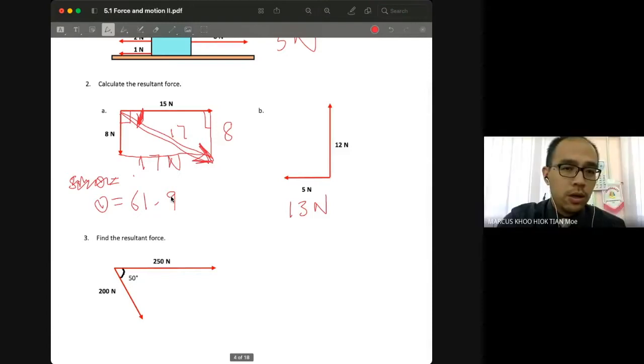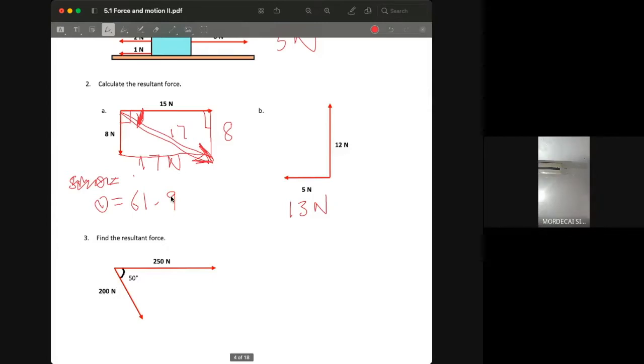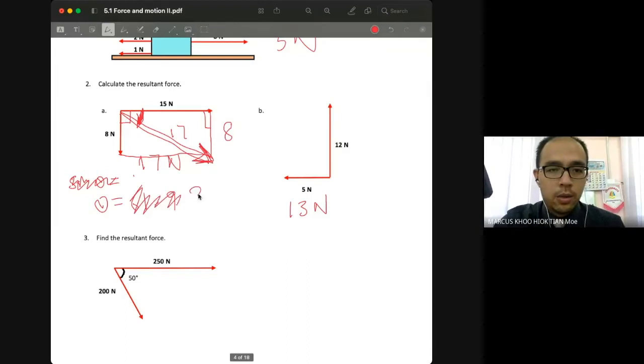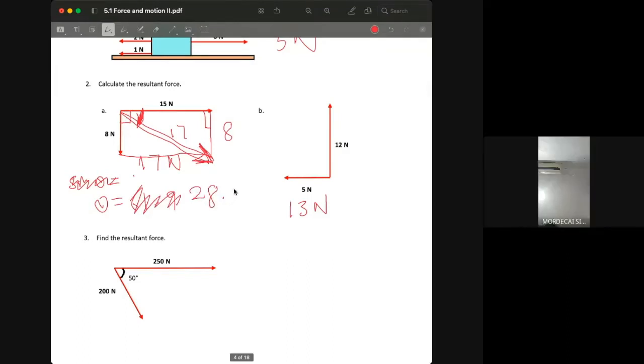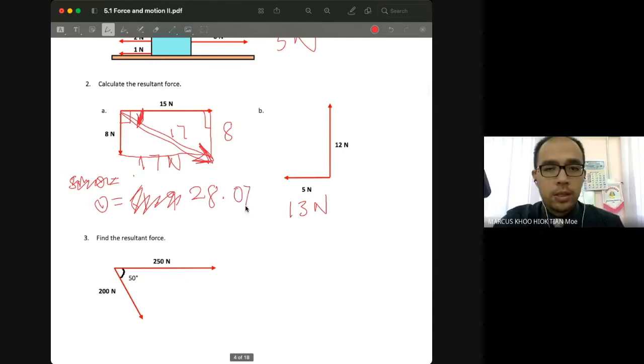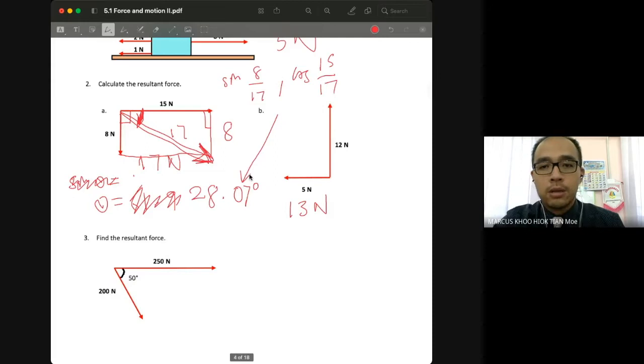If you use cos, 28 angle from horizontal. Yes, 28.07 degrees to the horizontal force. Actually, even if you use sine or cos, it doesn't matter. What's important is, if you're using sine, it will be sine 8 over 17. If you're using cos, it will be cos 15 over 17. You will still get the same answer, 28.07.